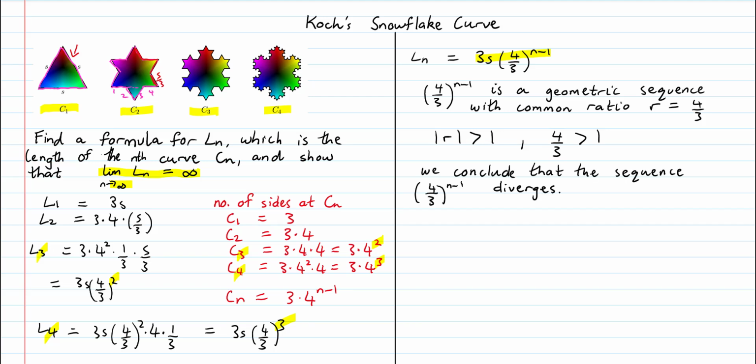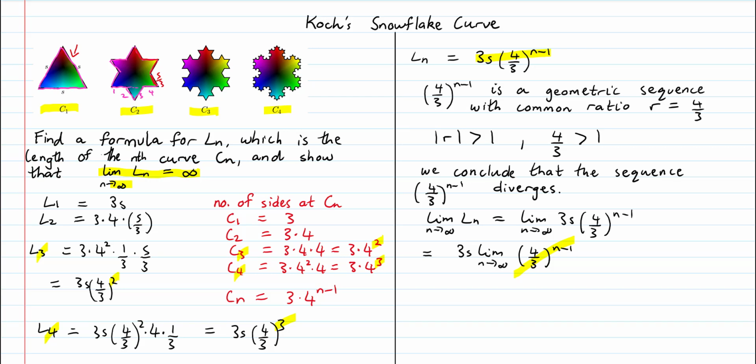So what we have then is the limit as n goes to infinity of Ln. Well, that is going to equal the limit as n goes to infinity of 3S times (4/3)^(n−1). Now that 3S is not dependent on n, so we can take that outside the limit sign. So then we get 3S times the limit as n goes to infinity of (4/3)^(n−1). I've already shown that this part here is a geometric sequence that diverges.